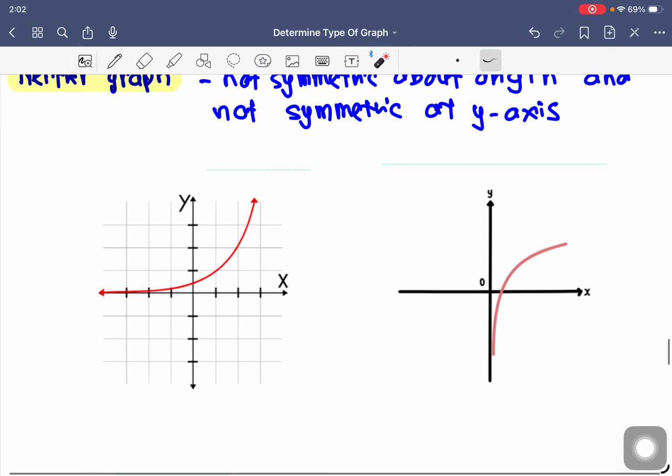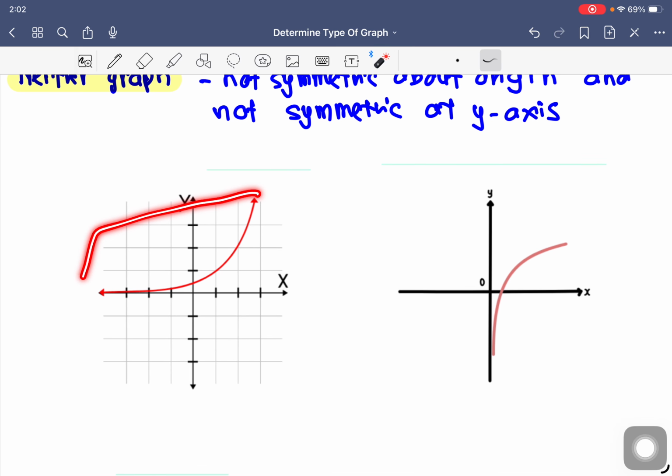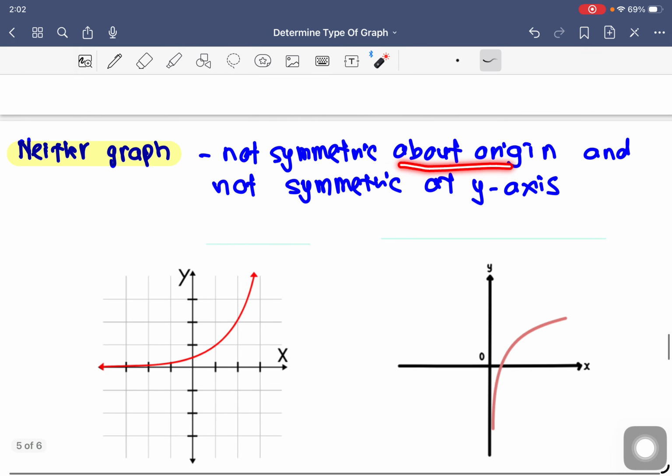Okay, so for the first graph, we only have one graph at the upper side, even though we have the right hand side and left hand side. But this graph for both sides is not the same pattern. So it means that it is not symmetric about the origin and it is not symmetric about the y-axis.